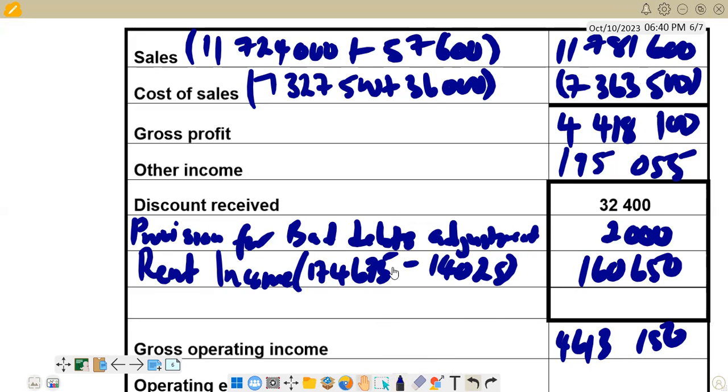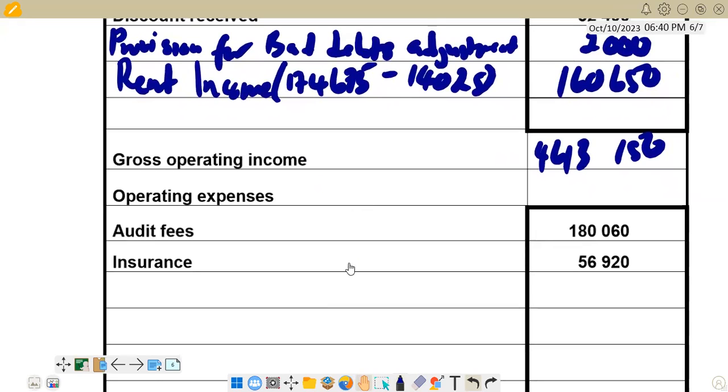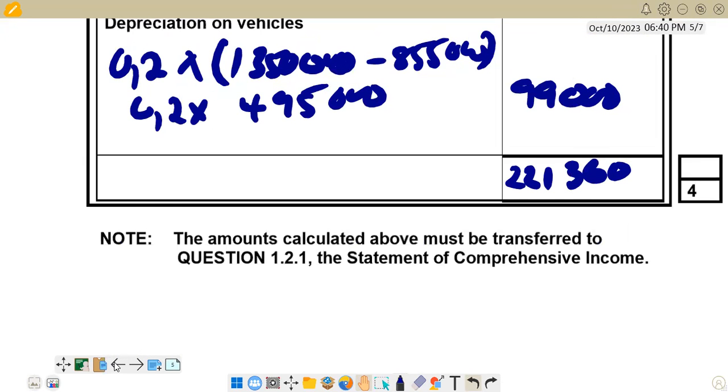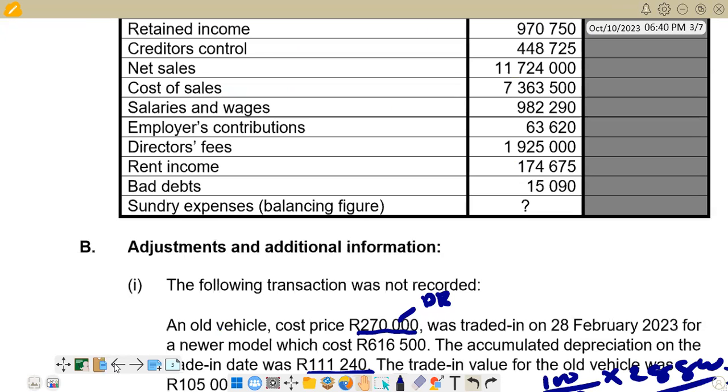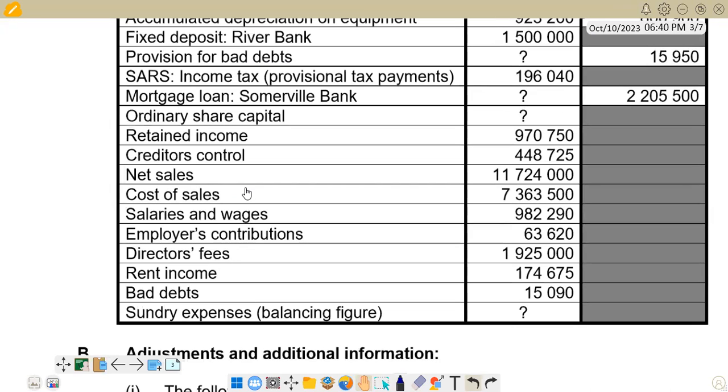So that's the figure that we have for gross operating income. Then we go to operating expenses. Now for operating expenses, we leave it as we try to find the total by listing all the operating expenses that we have beneath that. Right, we have got audit fees pre-entered and then insurance pre-entered. So we are going to look for other operating expenses that are there in the question that are not these two. So let's go to the list of balances. Remember we have those two that are pre-entered, that is audit fees and insurance.